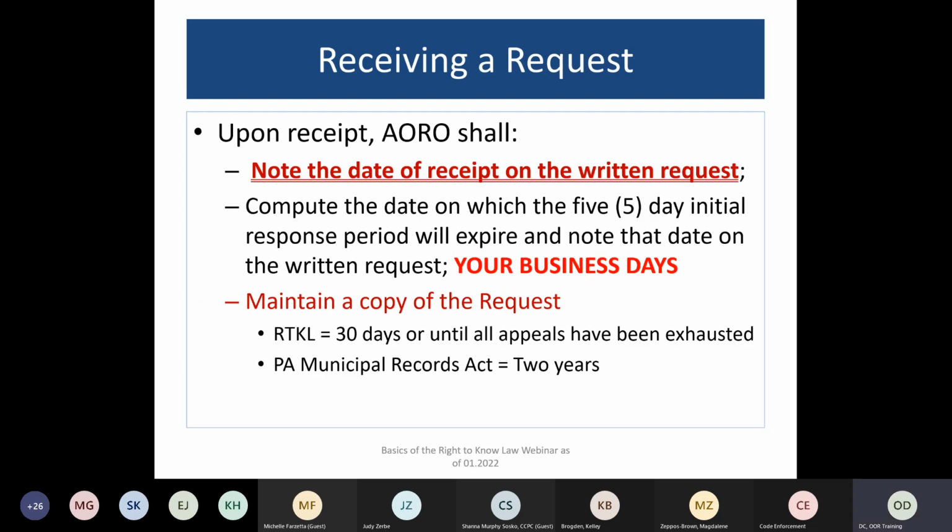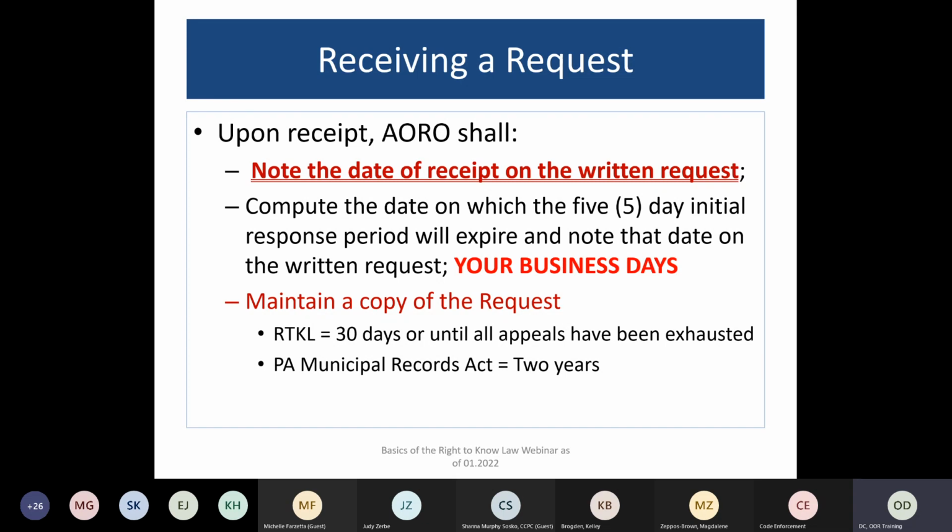Okay, we receive the request. The gun is fired and we're starting here. The first thing we need to do is note the date that the request is received. And that can be a timestamp, just writing it on the form or whatever. But this is because the first deadline is that the agency has 5 business days to provide an initial response, and they are the agency's business days.